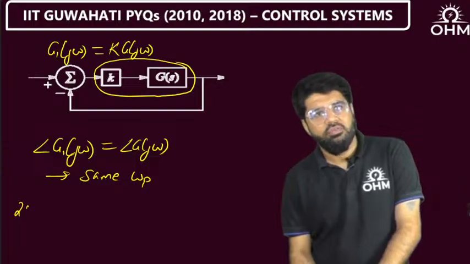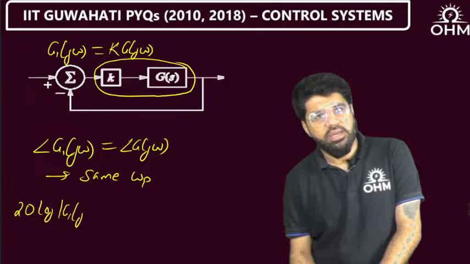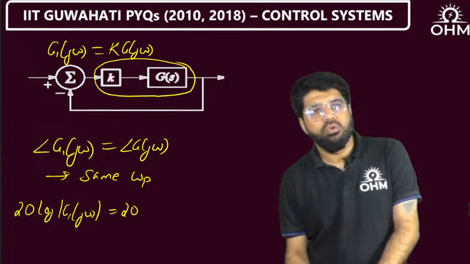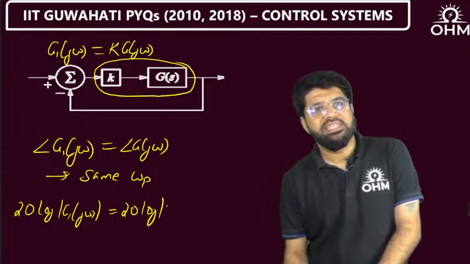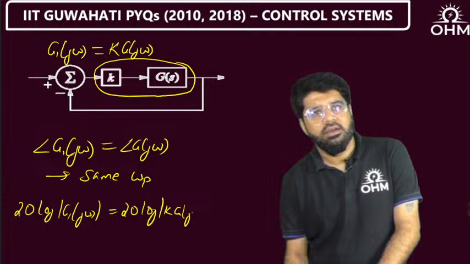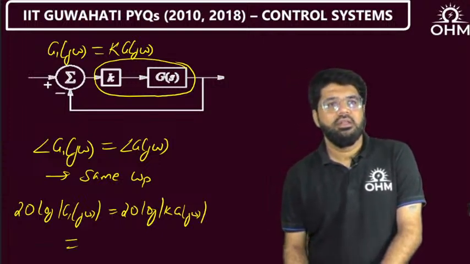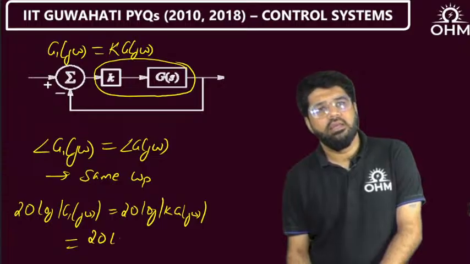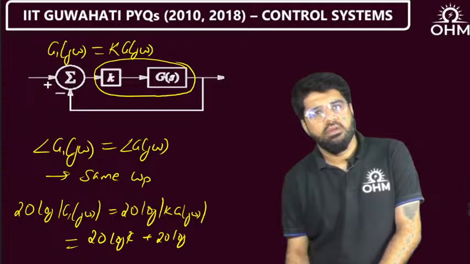Now if you write 20 log mod of G1(j omega) for the new system, it will be equal to 20 log of mod of K G(j omega). Log of a times b is log a plus log b. So it is 20 log K plus 20 log mod G(j omega).